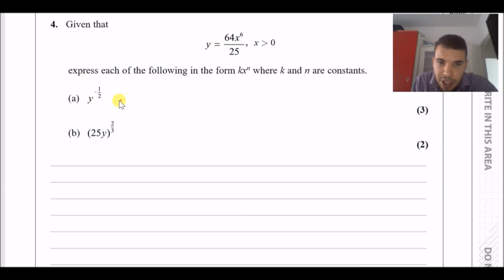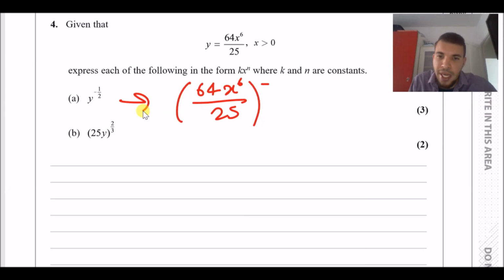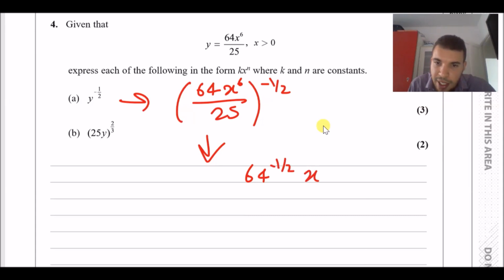So essentially it's going to be the whole expression, 64x to the power 6 over 25, all to the power of minus a half. Well, thankfully we have calculators here, yeah? So all you have to do is attach this power of minus half to everything. So all of this here is going to become 64 to the power of minus half, x to the power 6 times minus half, so everything goes on the power line, and 25 to the power of minus half.